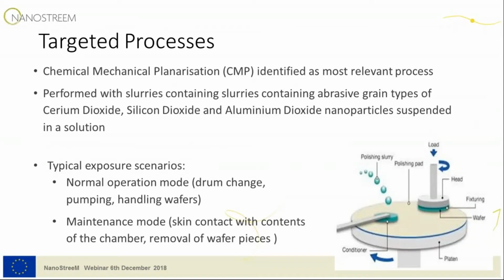So there are a few processes that we could have taken in consideration, but again, after internal discussion, we decided that CMP was identified as the most relevant process. And Fiona already talked in detail about this process, but just to remind ourselves that CMP is largely used within semiconductor industry, that the process is carried out with slurries, which contain abrasive grains in nano form based on cerium dioxide, silicon dioxide, and aluminum dioxide.